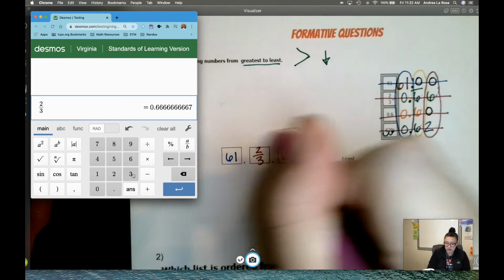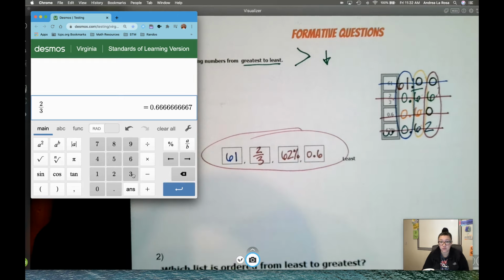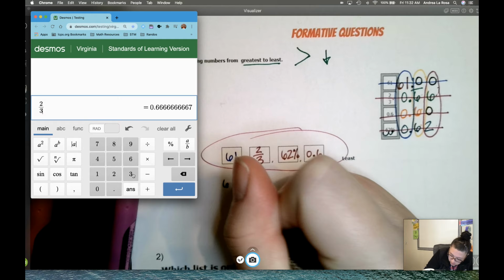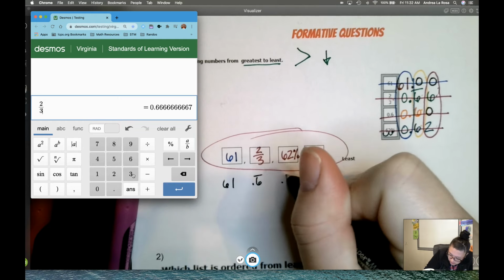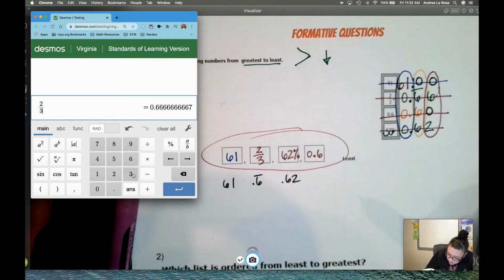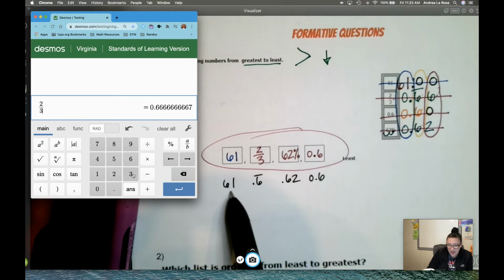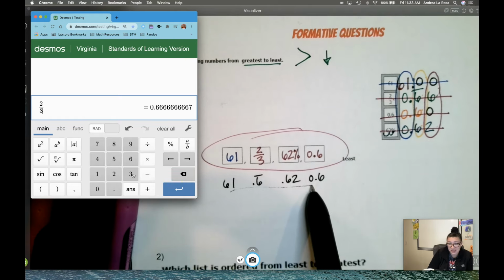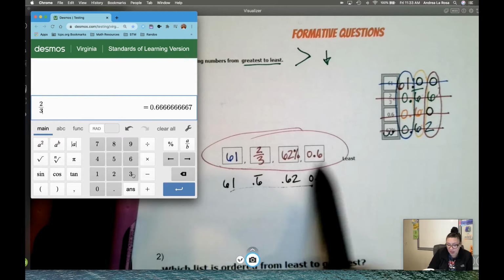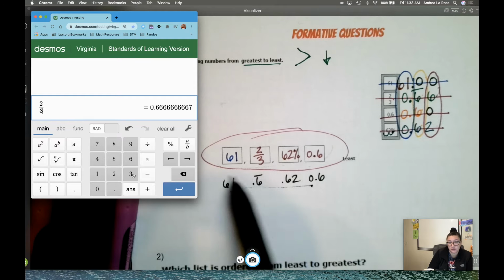Remember, for your final answer, you need to put it in that form. If you give me your answers as 61, 0.6 repeating, 0.62, and 0.6, I can't give you full credit for that because that's not the way the numbers were given to you. You have to have this for your final answer.